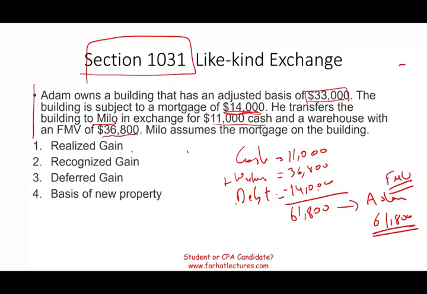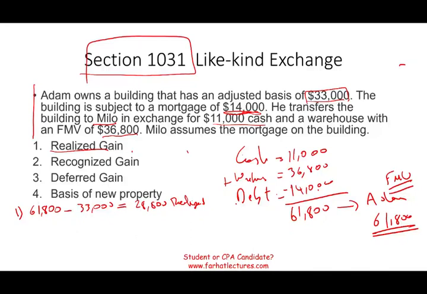Why is the fair market value important? Because it is what you receive. You have to compare the fair market value to the basis in order to compute the realized gain. So for number one, we received in total 61,800, as I computed, minus the basis of 33,000. That gives Adam a realized gain. A realized gain of how much? The difference between those two is 28,800. This is what actually happened. This is the actual gain.